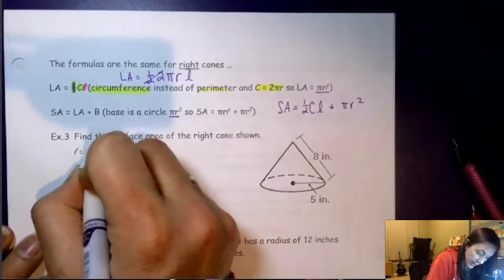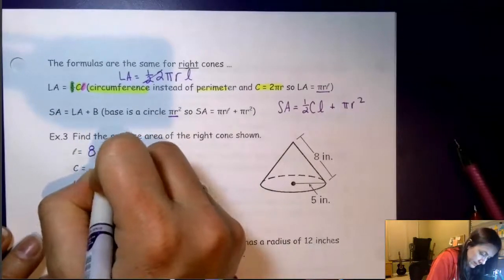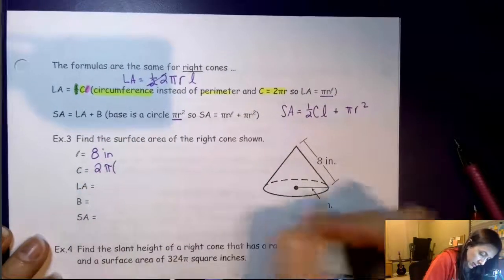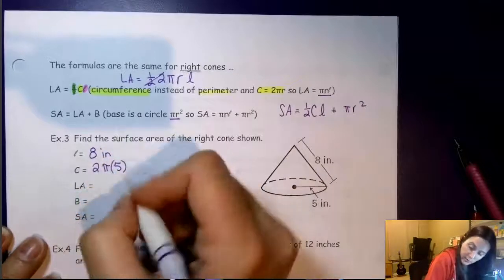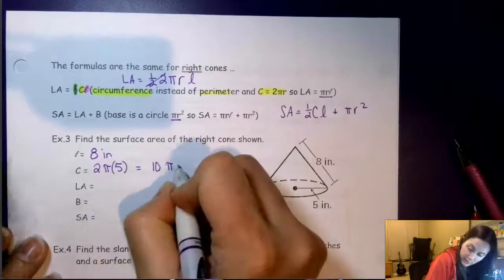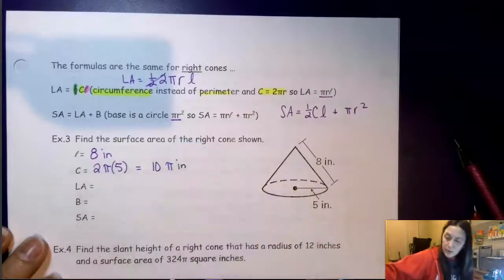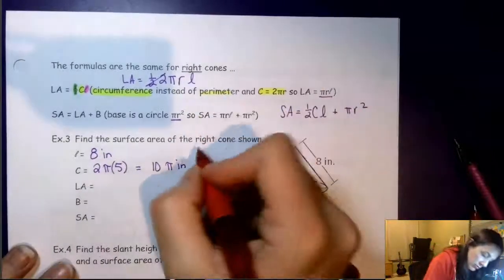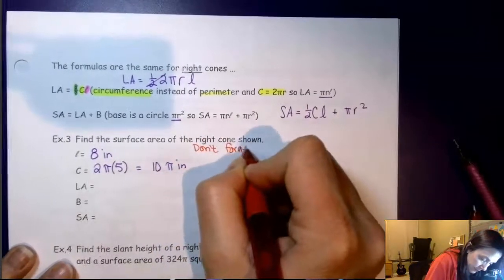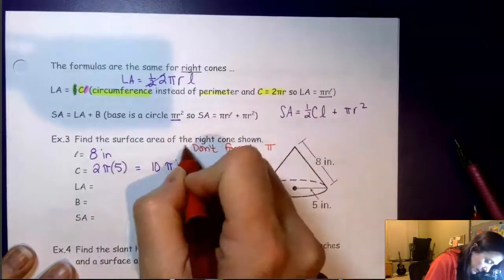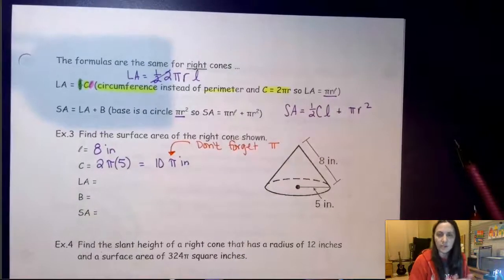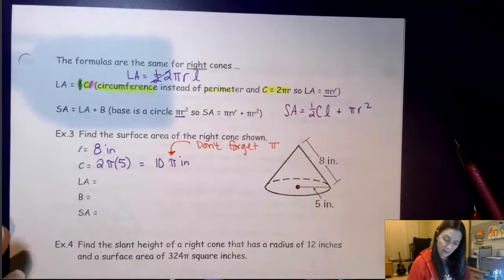Slant height is going to be 8 inches. Circumference is going to be 2 pi, the radius here is 5. So my answer here is 10 pi inches. Now be really, really careful. Don't forget the pi. It's easy to forget that. You don't want to multiply by pi. Just leave it in your answer. That's what you want it to look like.